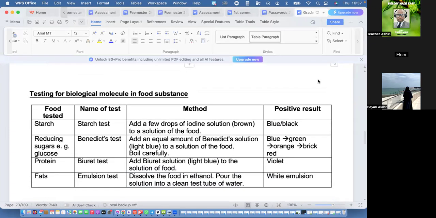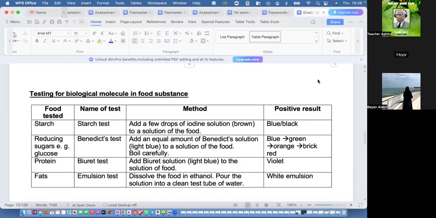We are testing for starch, for reducing sugars like glucose, for protein, and for fats. So we have food that contains starch, food that has glucose, and food that contains protein and fat. The name of the test for starch is called the starch test. And the reagent, or the method that is used, we'll read the methods now. From the method, you see the reagent.